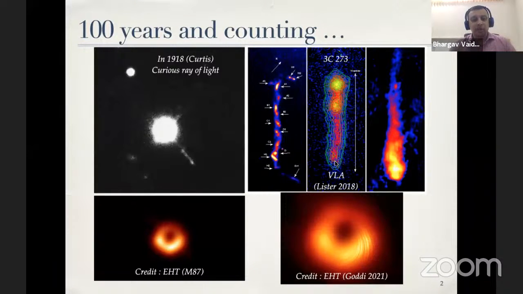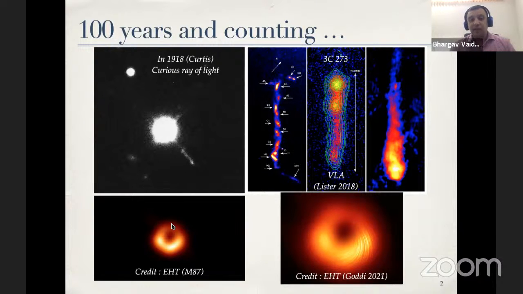If you go to much more recent history, people have used this consortium of sub-millimeter telescopes, called the Event Horizon Telescope, and are now able to image the vicinity of the black hole, the singularity at the center of the M87 galaxy. Here you can see the famous image of the M87 black hole, where you can see the light coming from the sub-millimeter band.